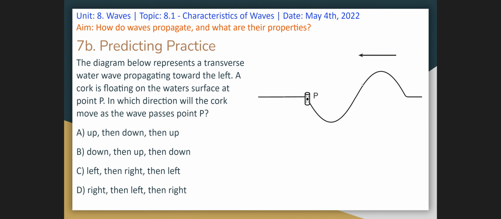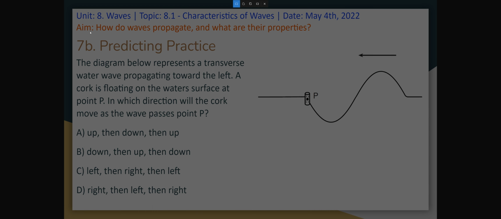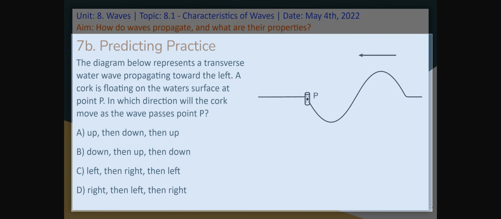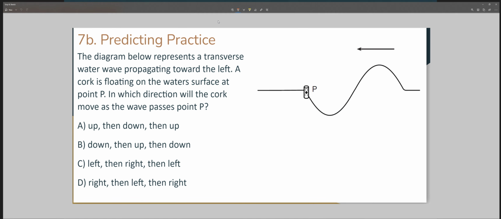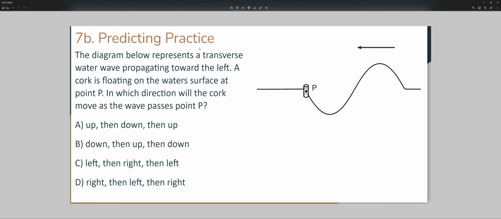The next practice question. Now you have a wave propagating to the left. Again, it's a transverse wave, which means it can only go up or down, so it's neither choice C nor D. As this wave is moving to the left, we want to look at the line to its right, and so it's going to follow this line down here. It's going to go down, then up, then down.